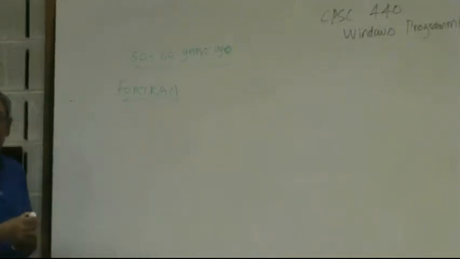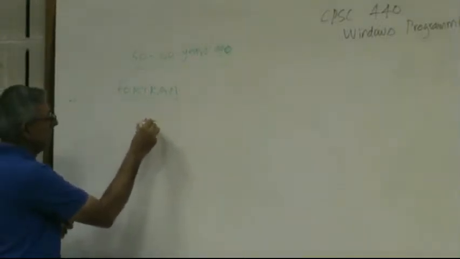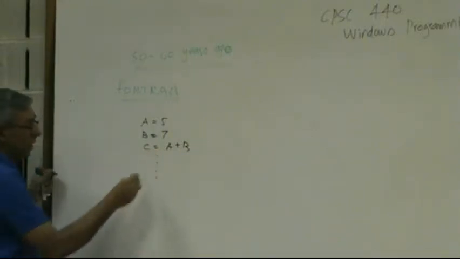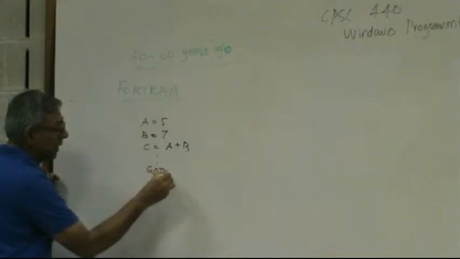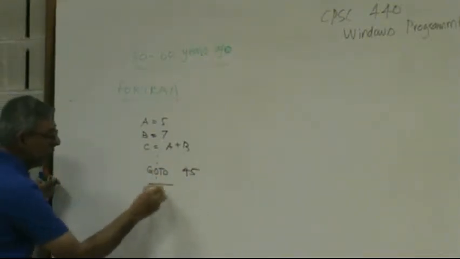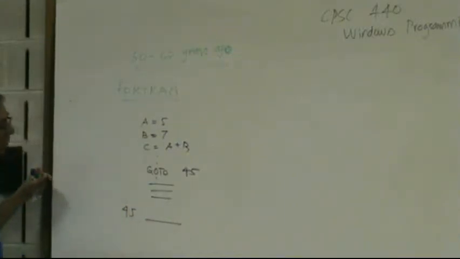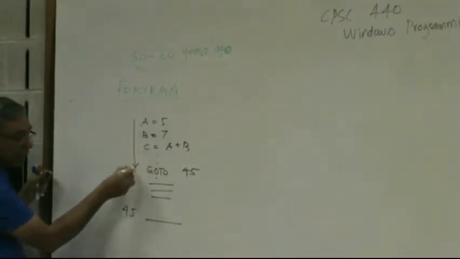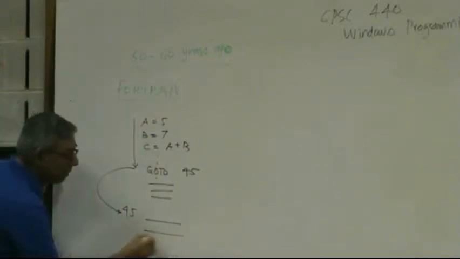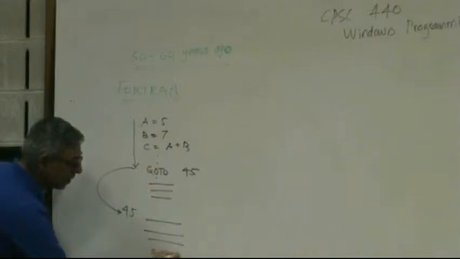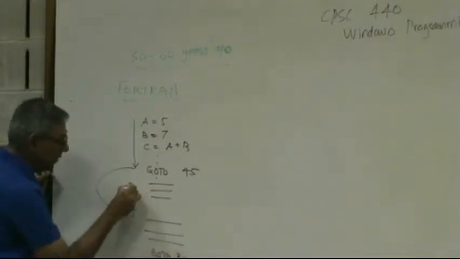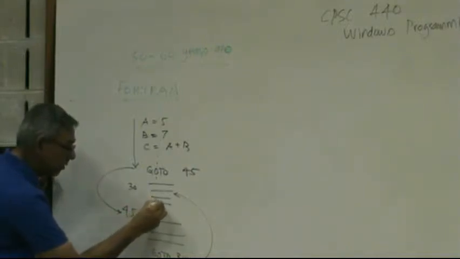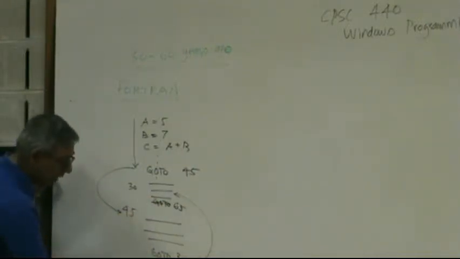Anyway, in Fortran, typically you will write a few statements like A equal to 5, B equal to 7, C equal to A plus B, right? And you will keep going. And as you are writing statements, sometimes you will say, go to 45. So pretend there are a lot of lines over here. Line 45 is over here. So remember, a computer executes in a straight line. It will execute this statement, next, right? Once it comes over here, it will execute this statement. Then after executing a few lines, we may say go to 30 in a Fortran code. So 30 may be somewhere over here, okay? So then we may further say over here, go to 65, for example. So 65 is over here.